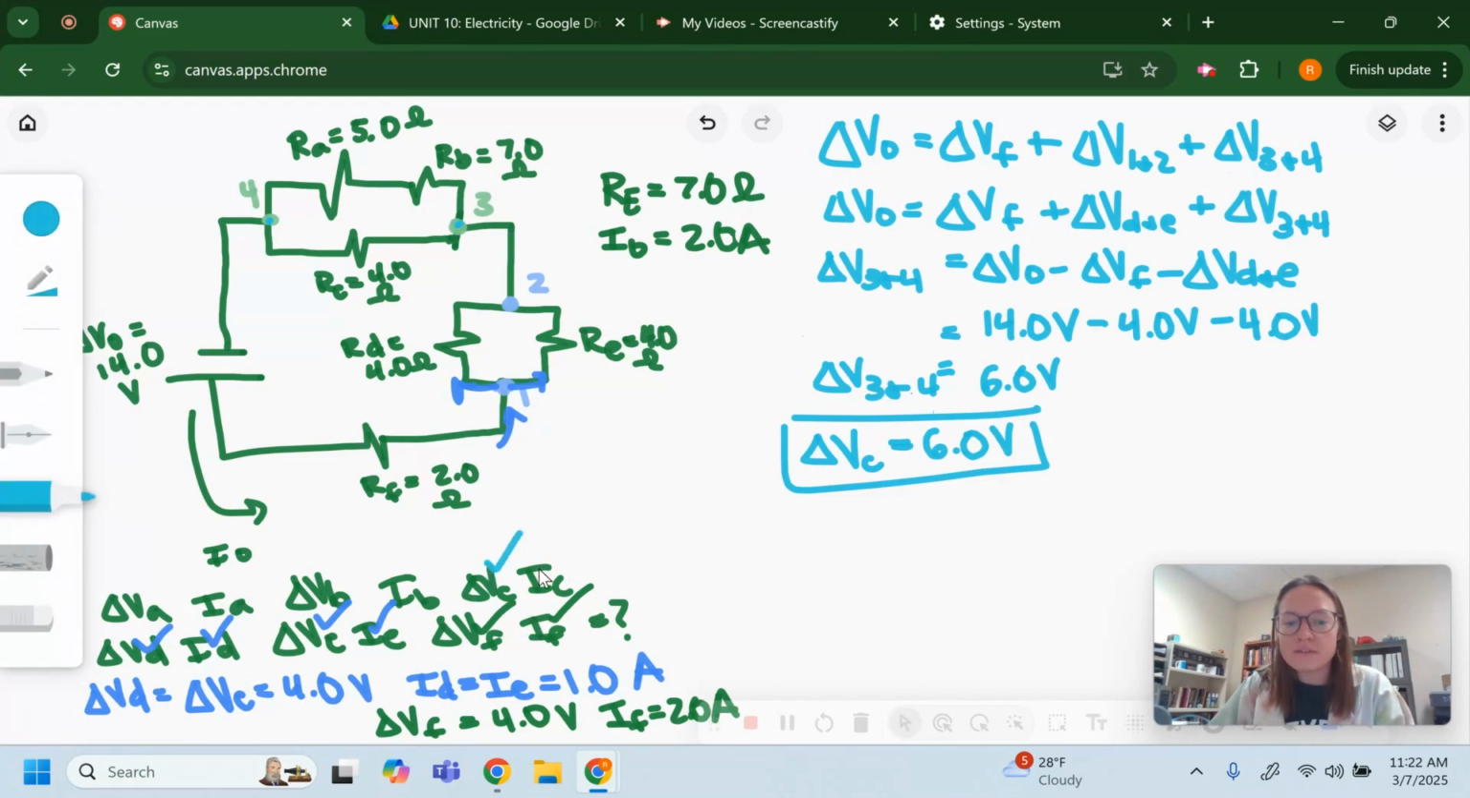What's the next easiest one to find? Did you say the current through C? I'm thinking the same thing. The current through C is going to equal delta VC over RC.